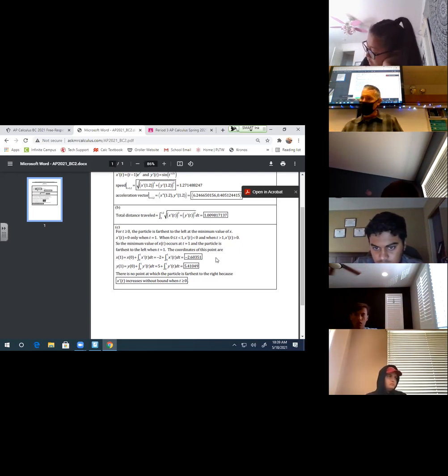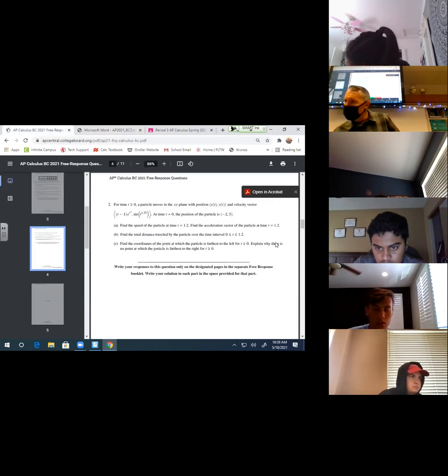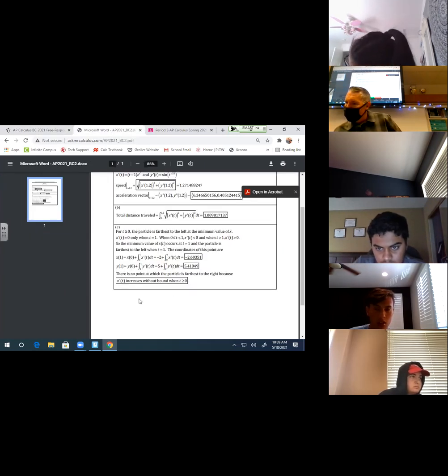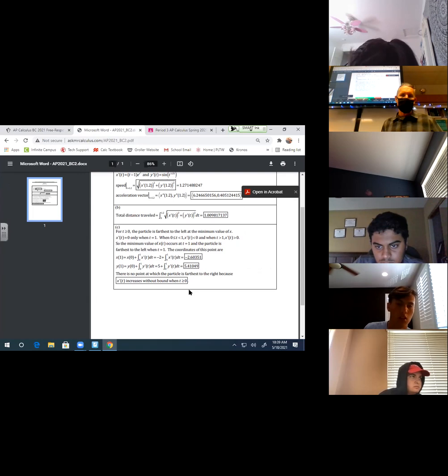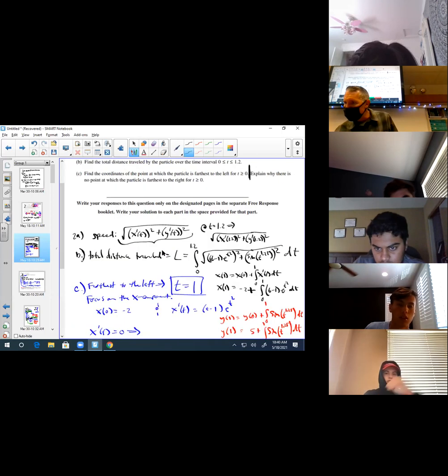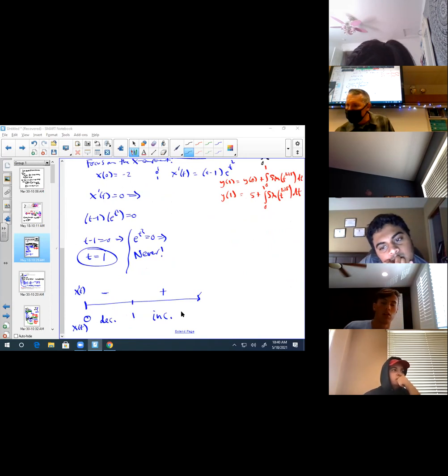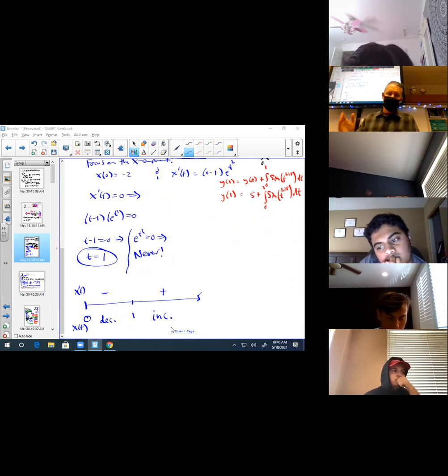Now, let's answer that last question, which was to explain why there is no point at which the particle is farthest to the right. There's no point at which the particle is farthest to the right because x prime of t increases without bound when t is greater than or equal to 0, right? And we saw that in our work with our sign chart. Right there, we see that when t is greater than 1, x keeps increasing. So therefore, there's no value where the particle is farthest to the right.